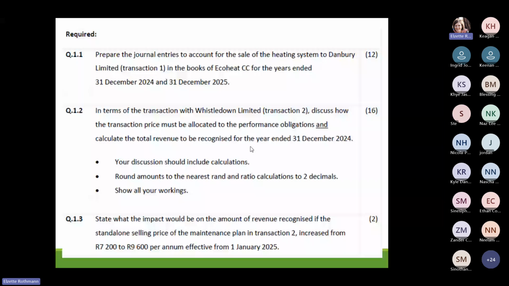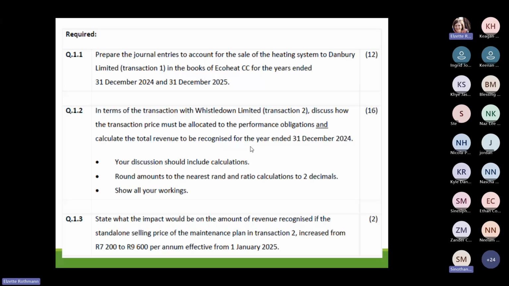Okay, so please, when you do your required part, read properly. Make sure you read everything. Don't just read, oh shucks, this maintenance is going to increase from 7,200 to 9,600, and then run away with that. That's not the question. The question asks you only if this is effective from the 1st of January 2025. And then if you read the date with everything, then nothing is going to change.